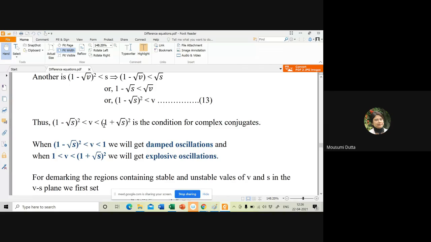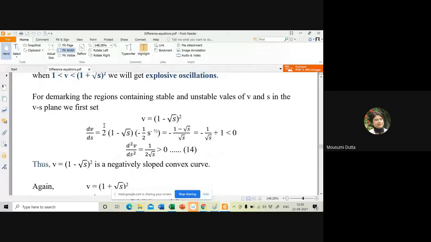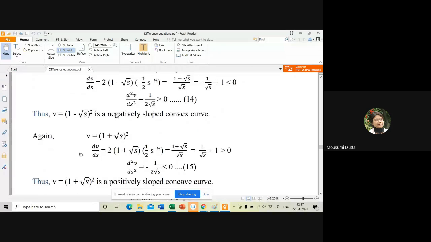So once you understand the conditions, next, for demarking the regions containing stable and unstable values of V and S in the VS plane. In that case, we consider the alpha beta plane. Here we will consider VS plane. So for demarking the regions containing stable and unstable values of V and S, in VS plane, we first set V is equal to 1 minus root S whole square. You have to set V is equal to 1 plus root S whole square.